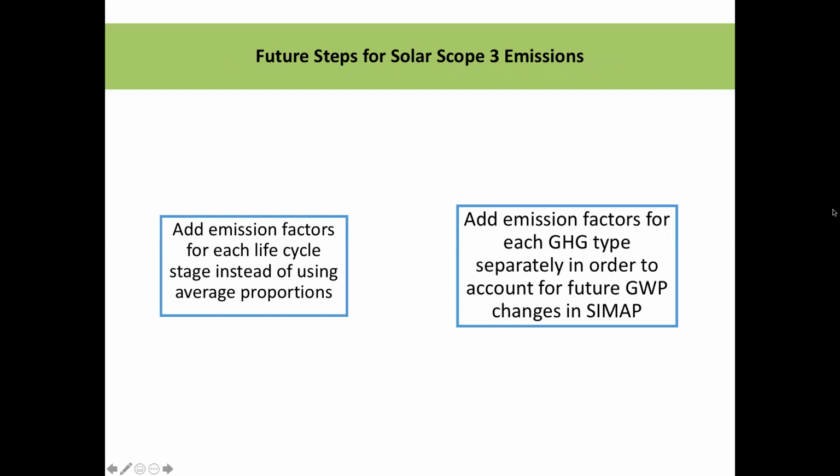Finally, the future steps for solar Scope 3 emissions. At the moment, we are using average proportions to calculate emission factors for each life cycle stage. So adding those individual life cycle stage emission factors would be useful for the future, as well as adding emission factors for each greenhouse gas type, as currently we're using the CO2 equivalent emissions in order to account for future global warming changes in SIMAP.